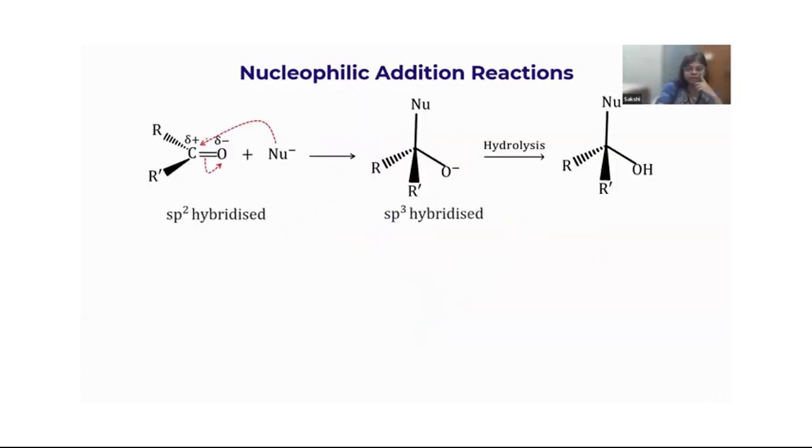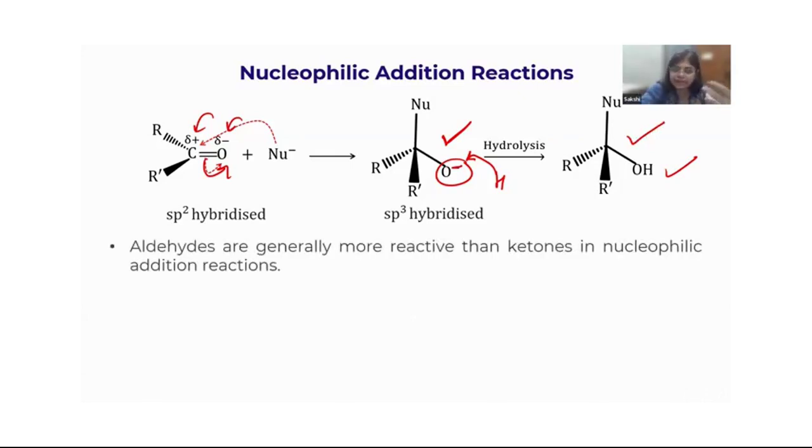Let us understand it together. We have a carbon, which has a partial positive charge, and oxygen has a partial negative charge. The nucleophile will come and attack the carbon which has the partial positive charge. The double bond would break, and this is the intermediate structure. Now, if you do hydrolysis, meaning addition of water, what will happen? Hydrogen would come near the O minus and it will form OH. So this is the nucleophilic addition reaction product.